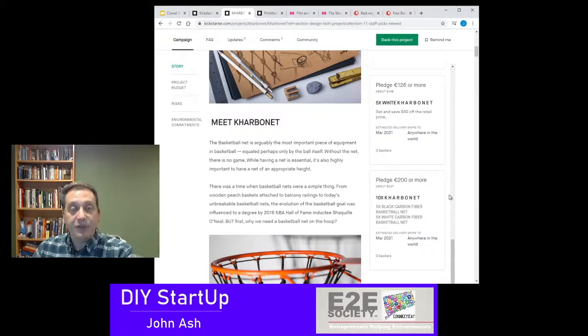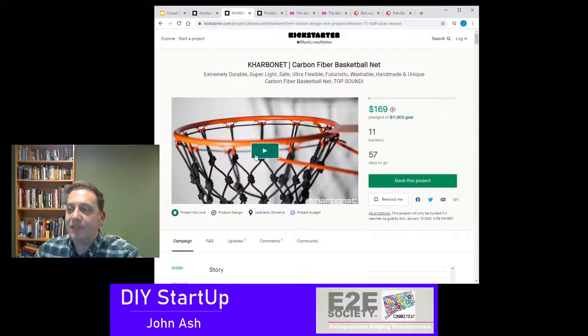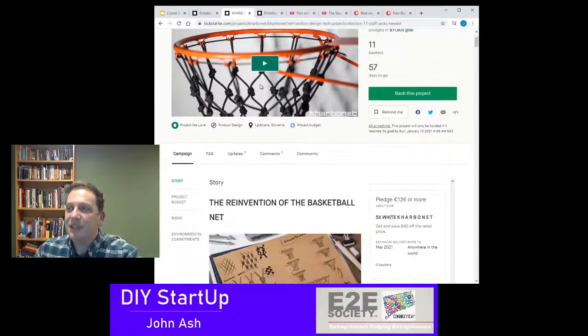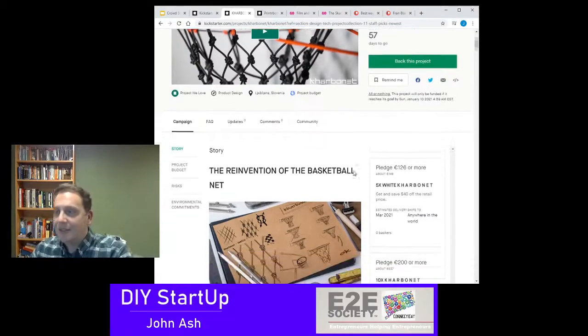If you're a city or a school, you have 10 carbon nets, that's amazing. That'd be the last basketball nets you ever have to buy. So if you look at their presentation, they have a picture, there's a video here, which I actually want to play. There's a video of the thing in action. It's not really much to demonstrate about a carbon fiber basketball net, but they'll show it to you.